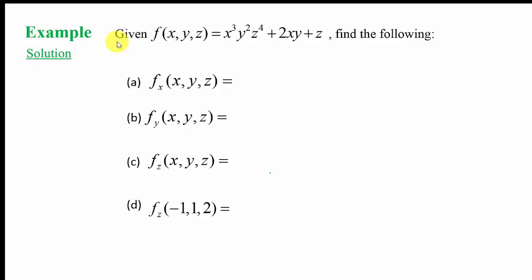In this example, we learn how to do partial differentiation of a function of three variables. We are given a function f of x, y, z equals x to the power 3 times y to the power 2 times z to the power 4 plus 2xy plus z. Find the following partial derivatives of f with respect to x, y, and z, and also evaluate the value of the partial derivative of f with respect to z at the point where x equals -1, y equals 1, and z equals 2.